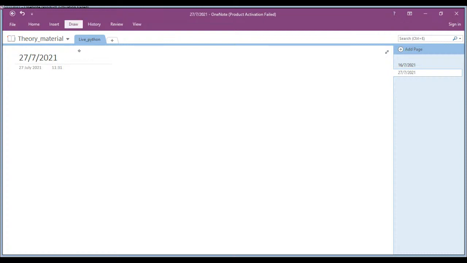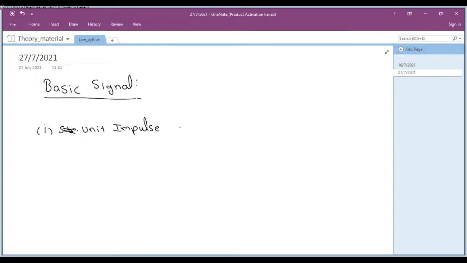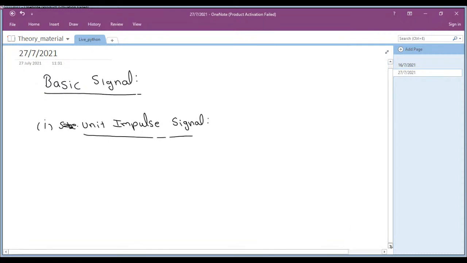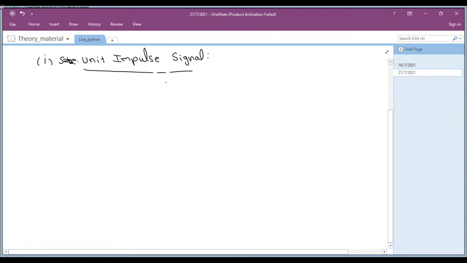Okay, so we will go to draw here. Basic signal generation. You can generate any kind of signal as long as you are familiar with its mathematical equation. So when we talk about basic signals, first is the unit impulse signal, right? As we are dealing with a discrete time system, all the signals which we will be dealing with here will be of discrete time only, because the computer is a discrete time system as well.